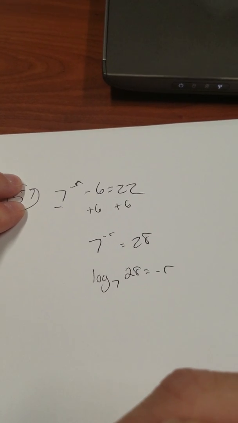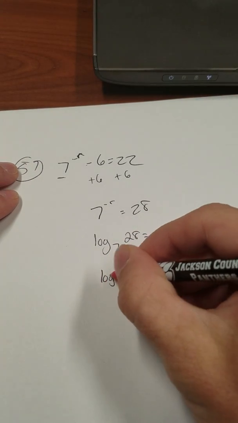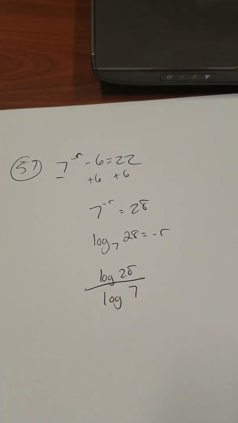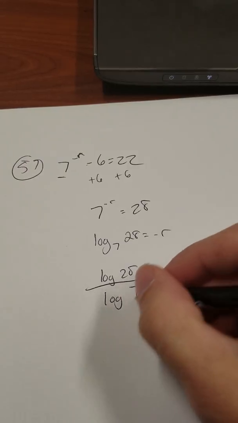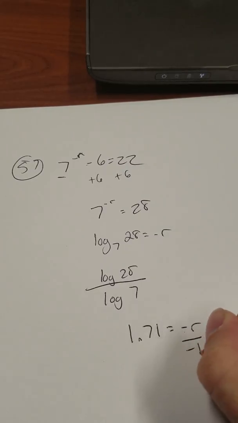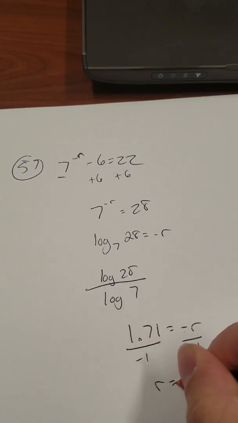This is a change of base problem. Log of 28 divided by log of 7. That gives you like 1.71 equals negative r. And then you just solve for negative r. So r equals negative 1.71. Okay, so that's how you do number 57.